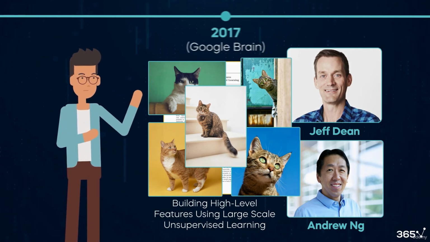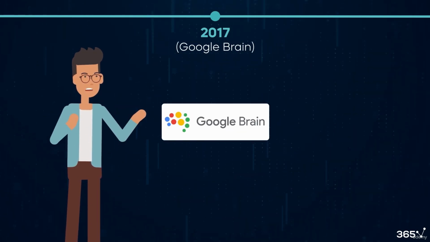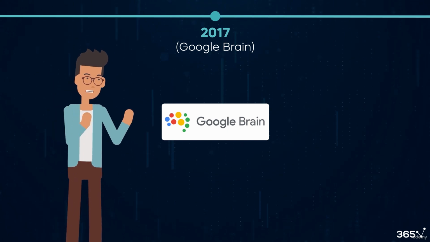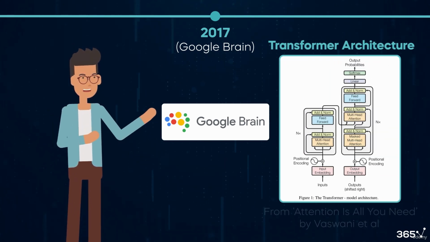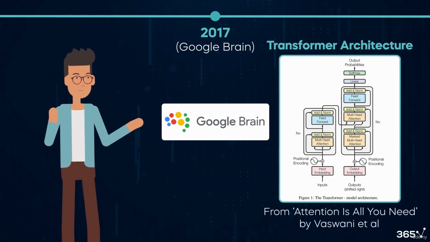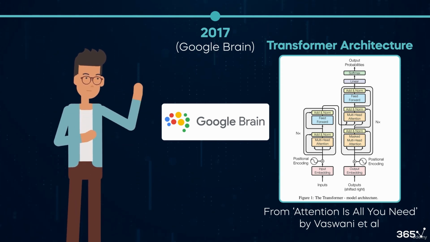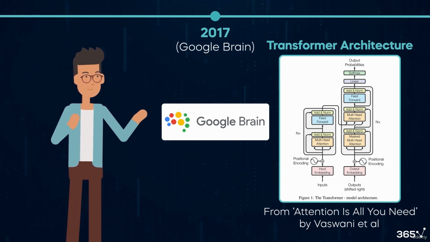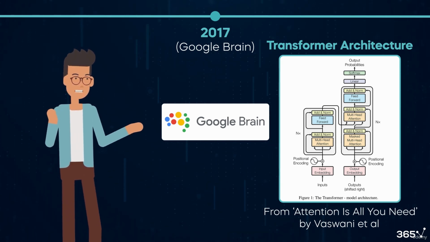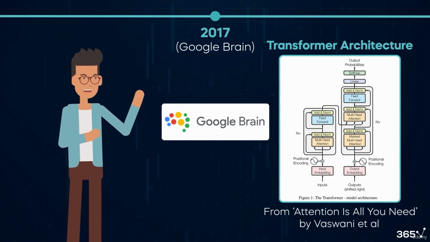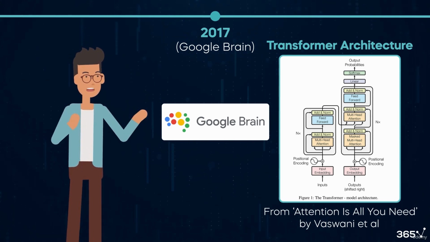In 2017, the Google Brain team developed a fundamental scientific contribution, introducing transformers. This model was a significant breakthrough in natural language processing due to its use of self-attention mechanisms, allowing it to process data sequences, like text, efficiently.